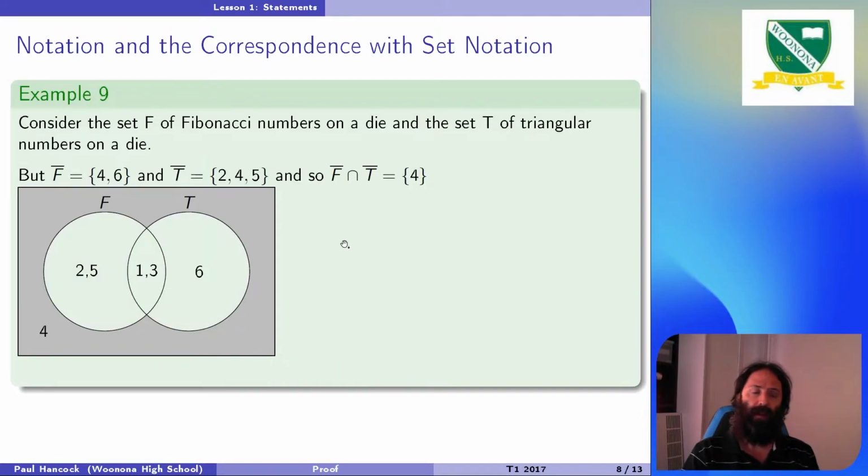So if we look at that, then we can see that the complement of F is 4 and 6. That's the numbers that aren't in the F circle. The complement of T is 2, 4, 5, the numbers that aren't in the T circle.